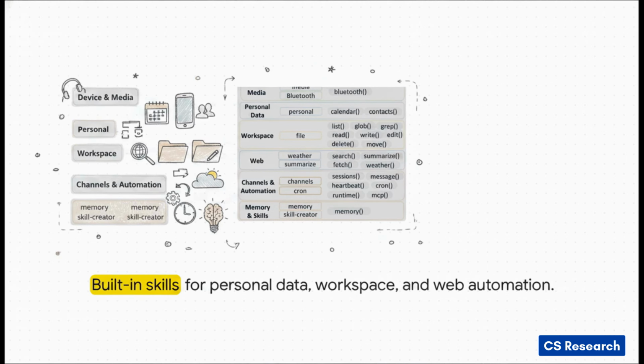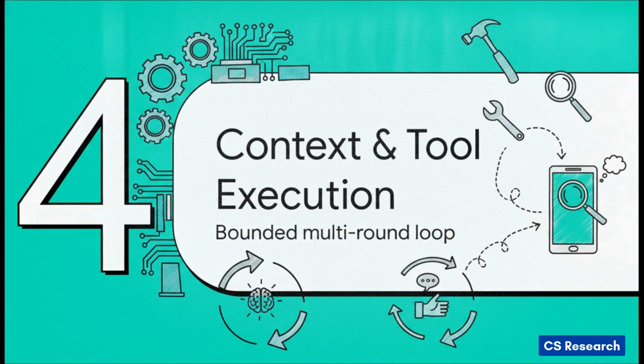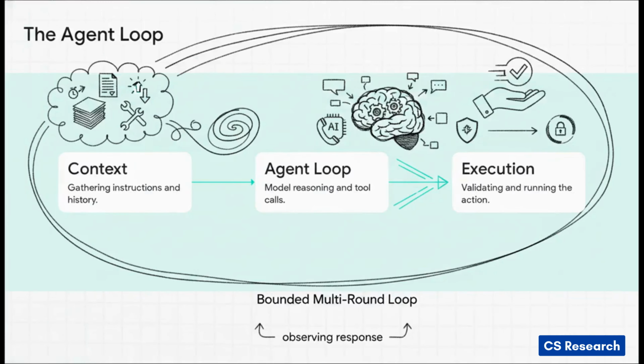It just calls the native function directly. It's so much cleaner. Next up, Section 4, Context and Tool Execution. Let's see how the AI actually thinks and acts in a loop. Let's move on and see how this builds into what the researchers call the bounded multi-round loop. It happens in 3 distinct steps.